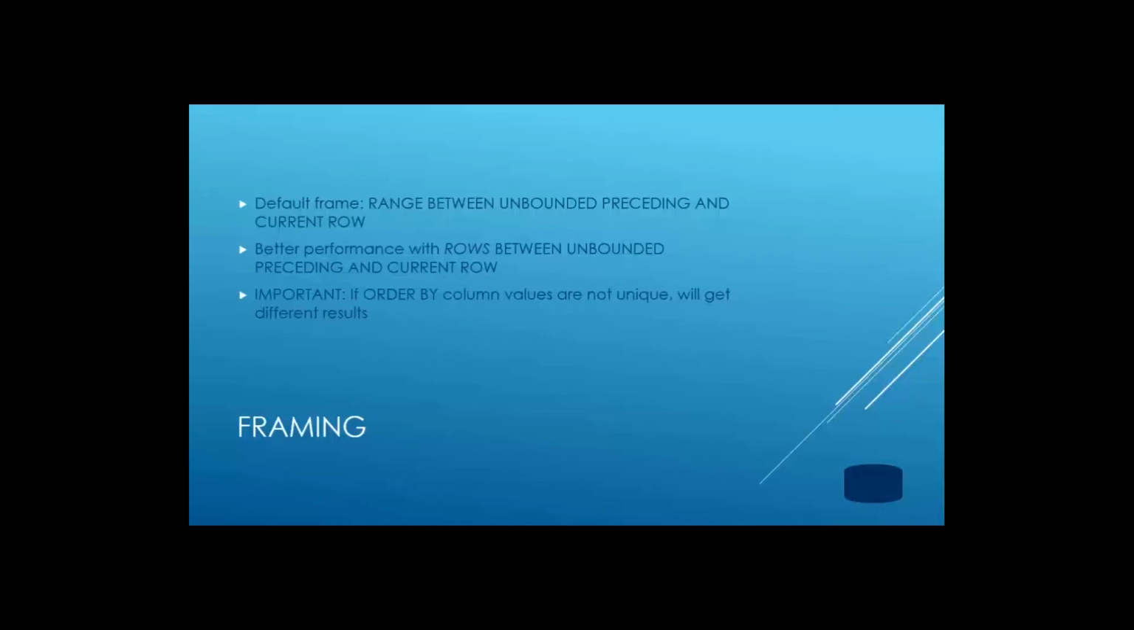One really sad thing is that RANGE has worse performance than ROWS. So ROWS BETWEEN UNBOUNDED PRECEDING AND CURRENT ROW will, I'm going to say, probably give you the same results. It's more likely to give you the results you're looking for, and it's going to perform much better. The reason that it performs better is that ROWS is going to create that work table in memory, where RANGE will create the work table in tempdb. So that's the difference.